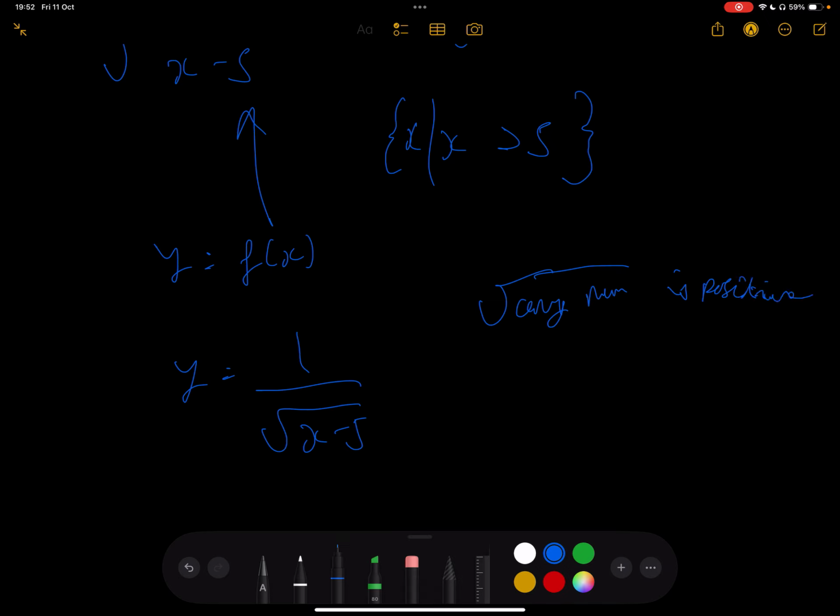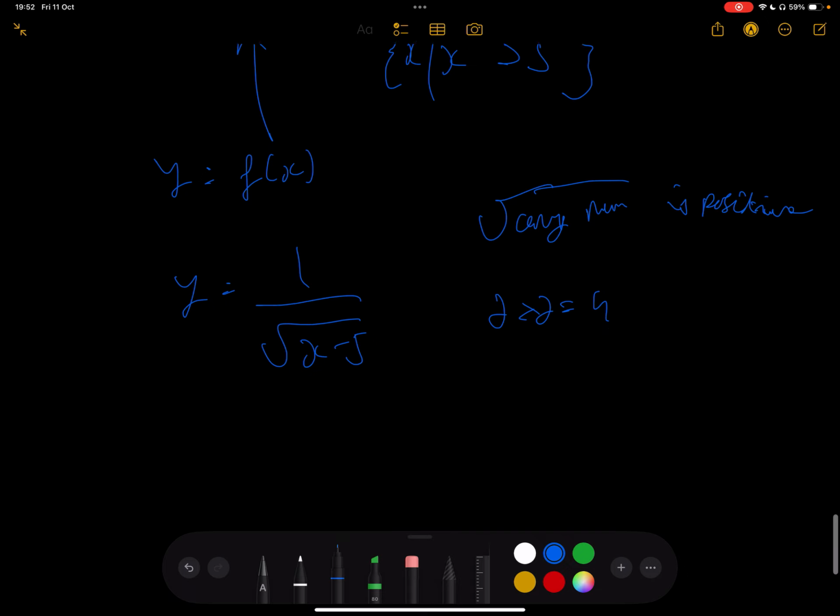Why? Because when you're squaring any number, you would always get a positive outcome. Even if it's negative, the negatives cancel out and give you a positive. Therefore, the square root of any number is positive. Therefore, y can never be negative, no matter whatever x is, and it can never be 0 because to obtain that it is impossible. So y has to be greater than 0. Alrighty, let's look at some further examples.